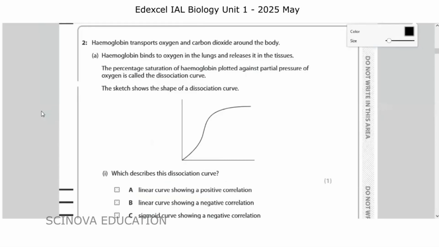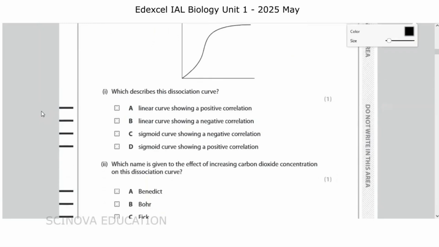So that's from theory. We'll go back to the question, which describes this dissociation curve. Even if you don't know all these theories and the chemistry behind, you can easily see that this is a sigmoid curve showing a positive correlation. So the answer should be D.